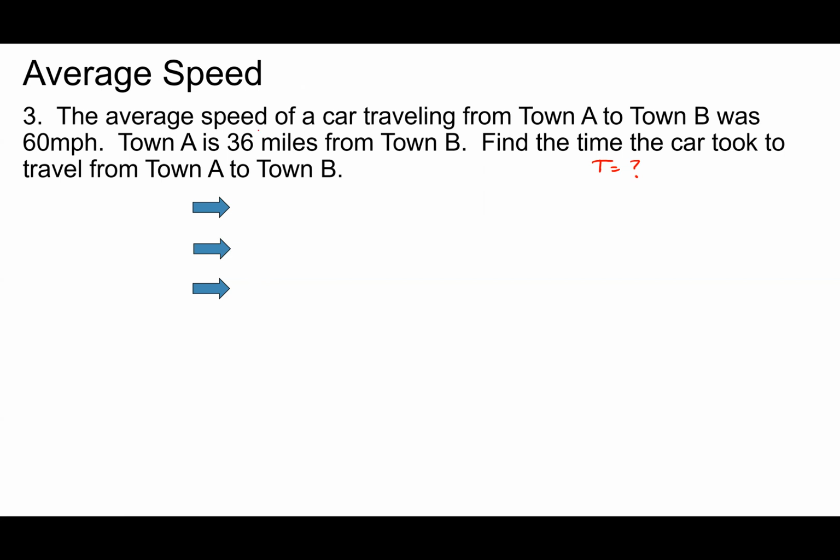Okay, so we have a distance here of 36 miles and we have a speed of 60 miles per hour. So what are we trying to find in this problem? Distance, speed, or time? Time. Okay. So in this case now, what do we put on the left and on the right of the rate diagram? Somebody raise their hand and tell me. Annie?